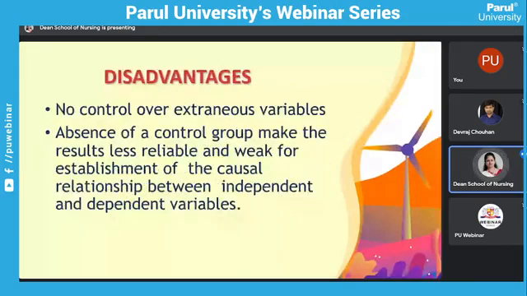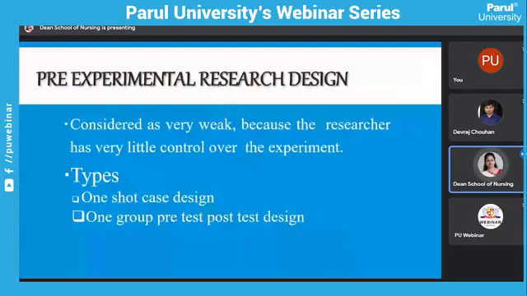Next is pre-experimental design. It is considered very weak because the researcher has very little control over the experiment. There are two types: one shot case design, and one group pretest and post-test design.